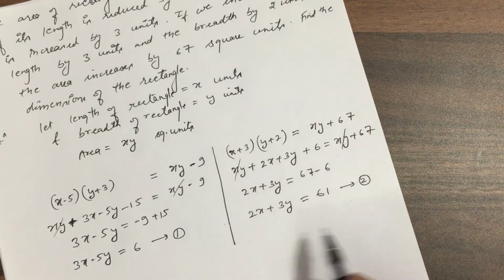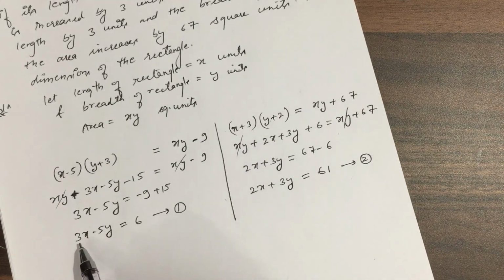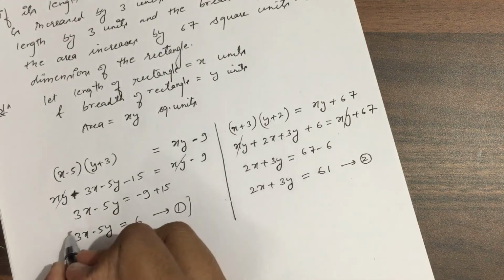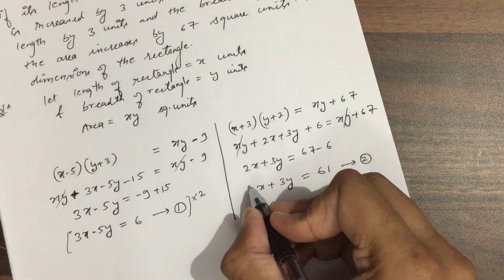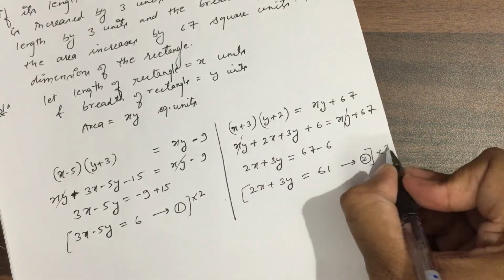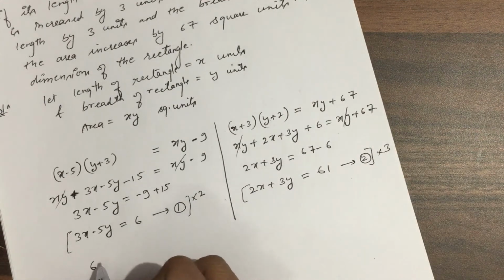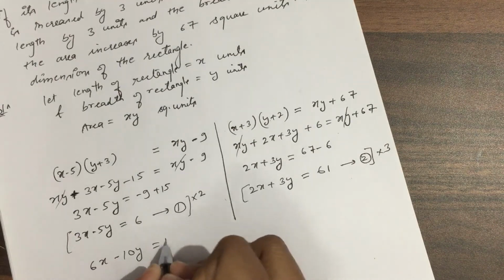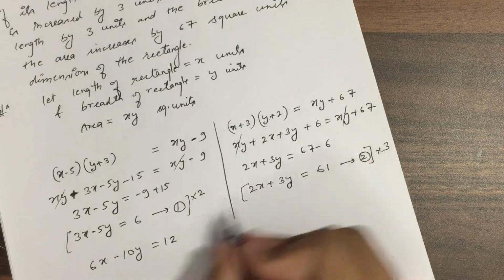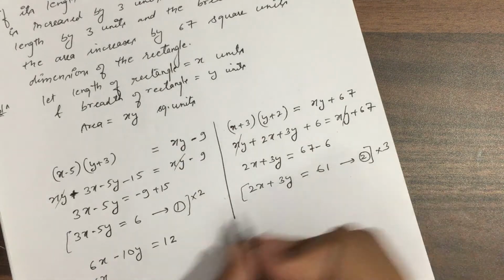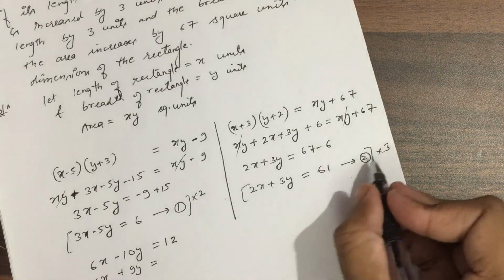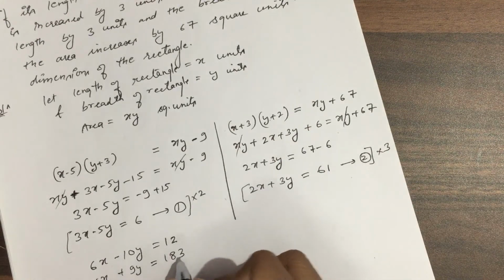Now what we will do? Look at the coefficient of x. Here it is 3, here it is 2. So LCM will be 6. So we have to make it 6. What we will do? We will multiply this equation with 2 and this equation with 3. So this will be 6x minus 10y equal to 12, and 6x plus 9y equal to 183.